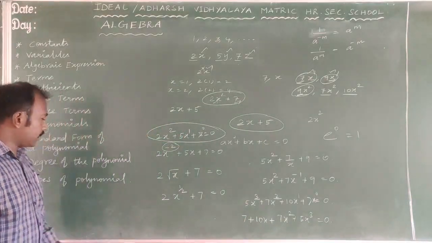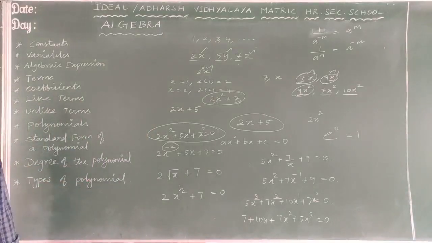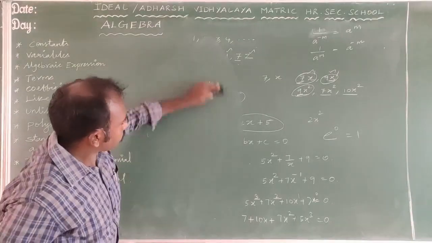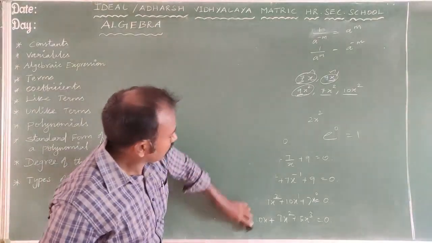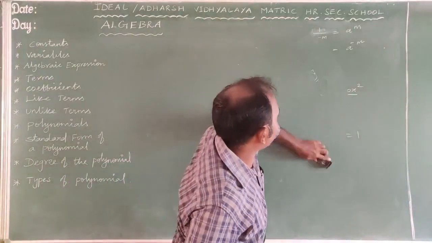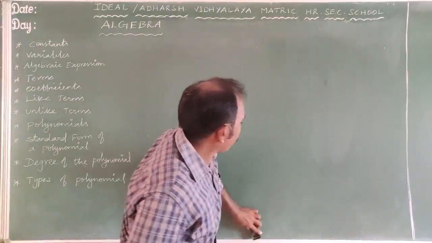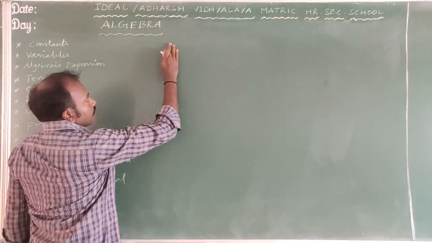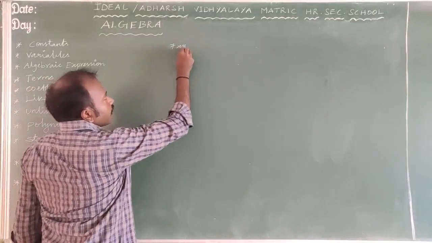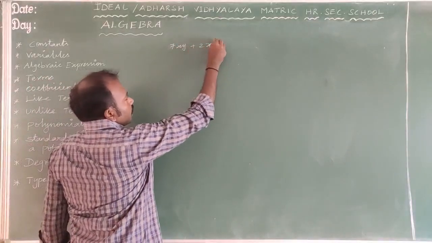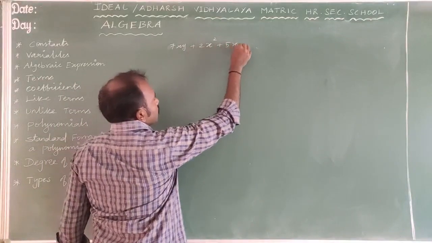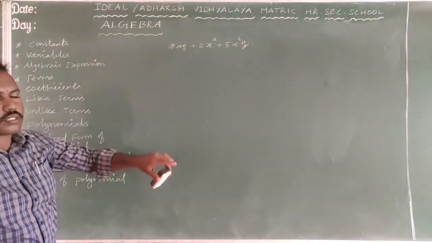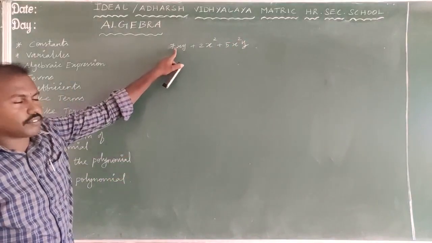Okay, right. Next one, degree of the polynomial. Let me explain the degree of the polynomial. For example, 7xy plus 2x square plus 5x squared y. Okay, this is a polynomial. There are two variables here, 7xy.